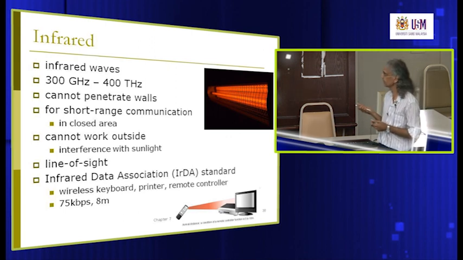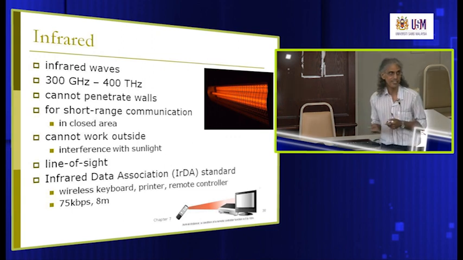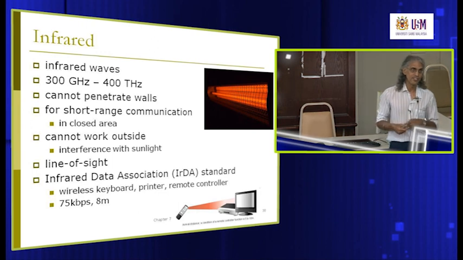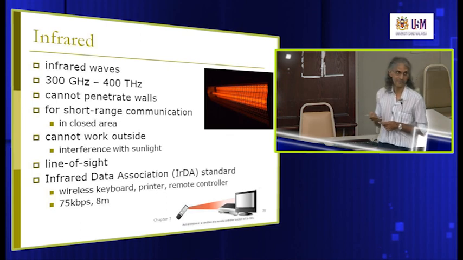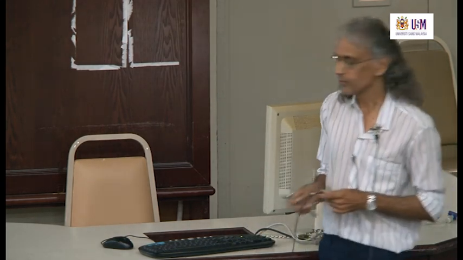And again, there is a standard defined for it. We can use it for wireless mouse, printer, remote control and all these things. It's recommended that infrared does not go more than 8 meters for the distance the signals travel, and the data rate is normally quite low. Okay, so those are the three types. That's it.